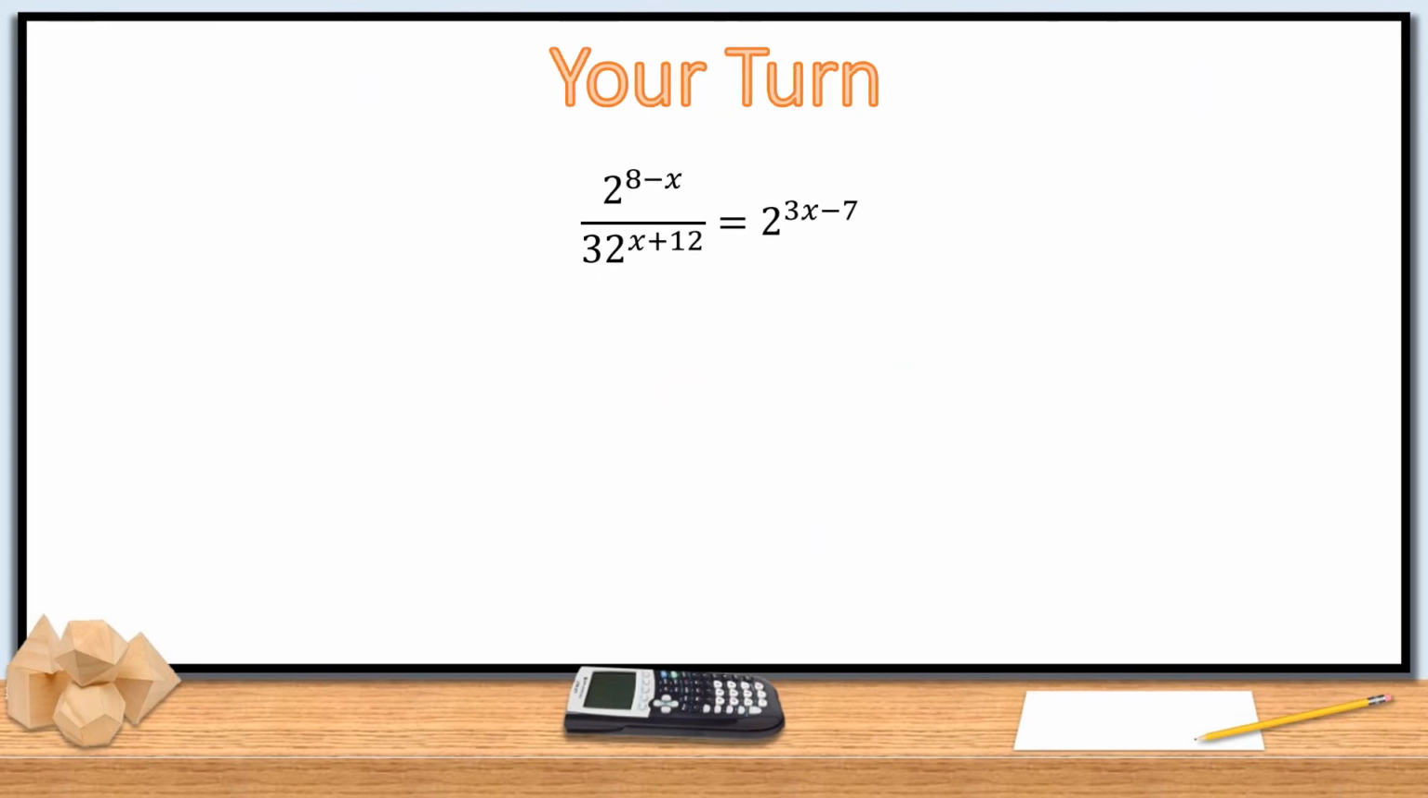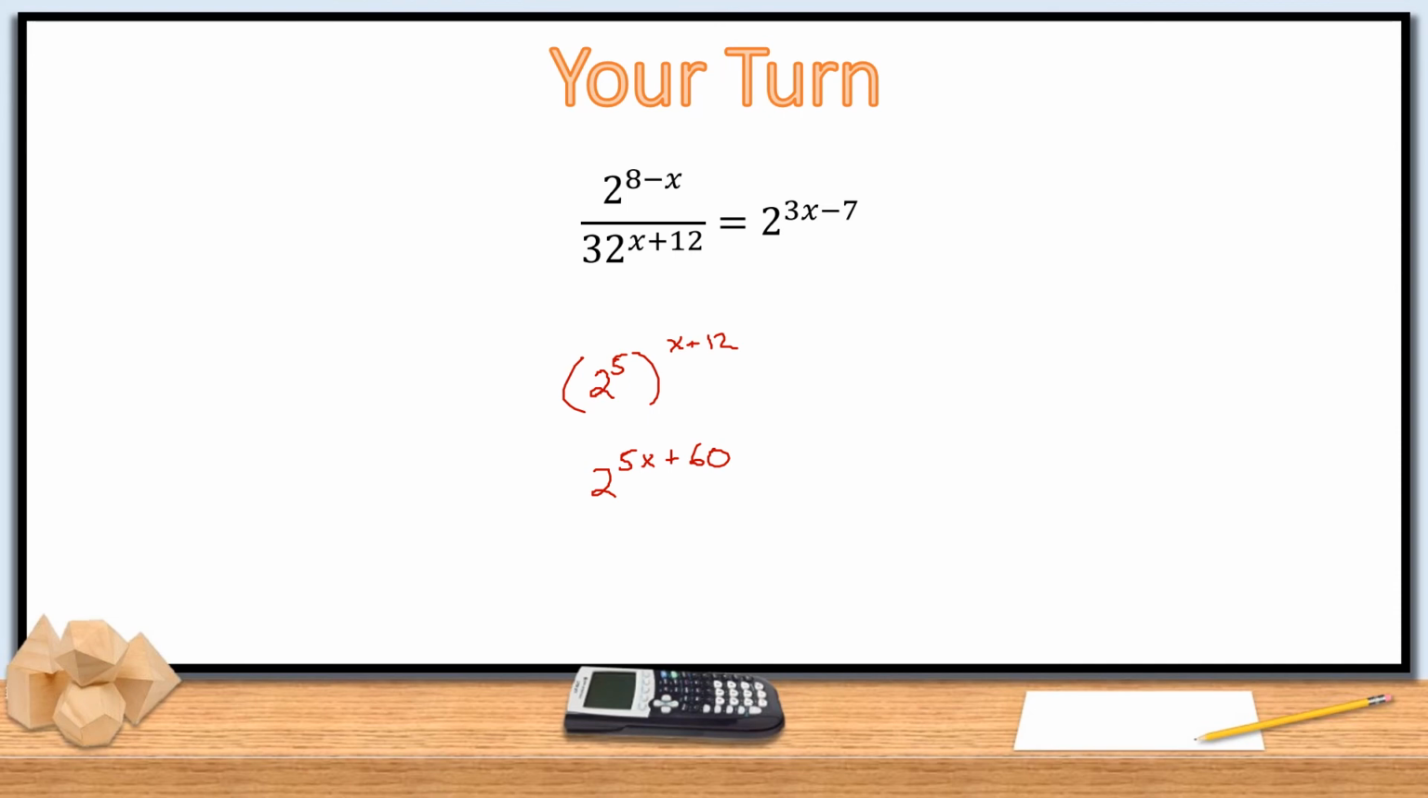All right, your turn. So what would you do in this scenario? So you got some division going on and you've got different bases. Try and solve it out, see if you can get the right answer, and then see how you did. All right, so the 32, we got to start there. So that is 2 to the power of 5, and then we've got x plus 12. So I'm going to start there, and then I'll start fixing everything. So that would be 2 to the power of 5x plus 60.